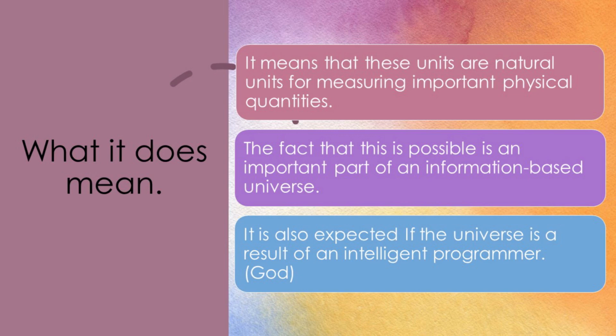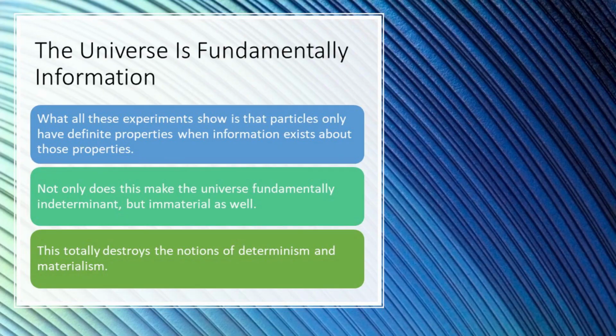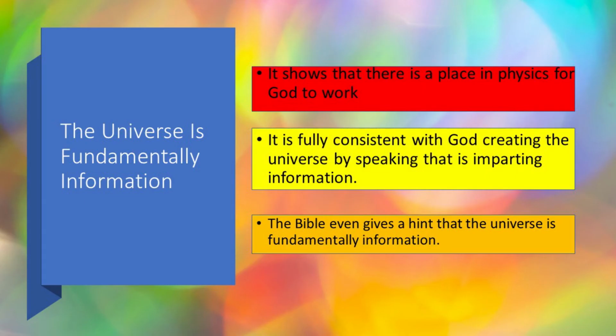The fact that this is possible is an important part of an information-based universe. It is also expected if the universe is a result of an intelligent programmer, such as God. What all these experiments show is that particles only have definite properties when information exists about those properties. Not only does this make the universe fundamentally indeterminate, but immaterial as well. This totally destroys the notions of determinism and materialism. Furthermore, it shows that there is a place in physics for God to work. It is fully consistent with God creating the universe by speaking, that is, imparting information.